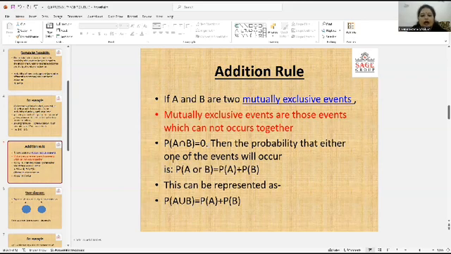Then the probability that either one of the events will occur is probability of either A or probability of B, which equals probability of A plus probability of B. This is the formula of mutually exclusive events. This can be represented by A union B, or you can write probability of A or B, whatever you want. Then it equals probability of A plus probability of B. Now we will look forward to the Venn diagram.